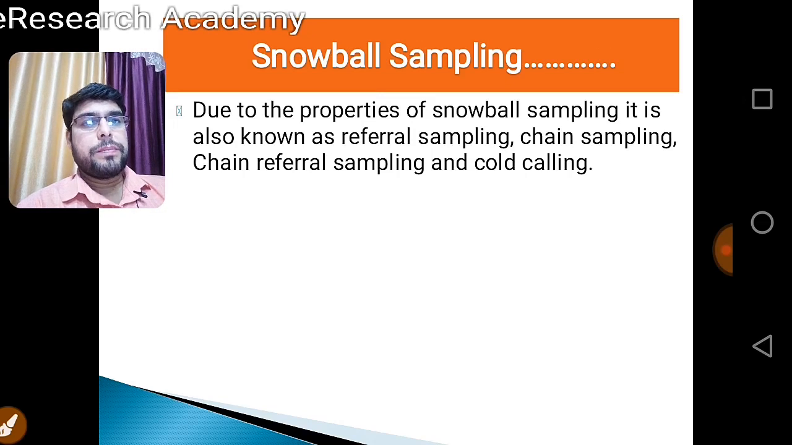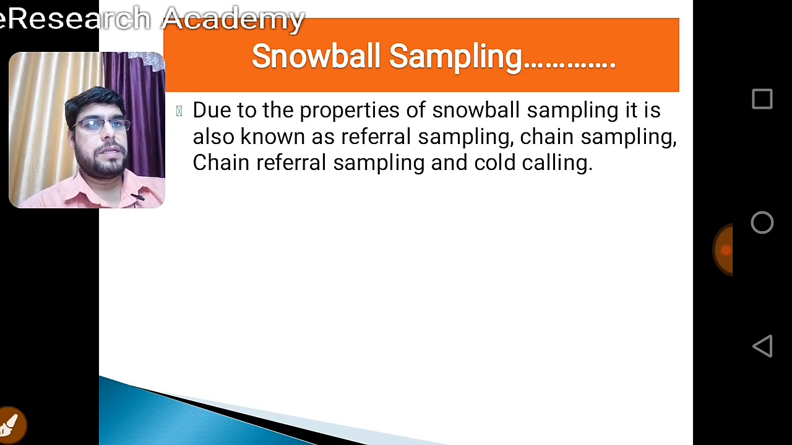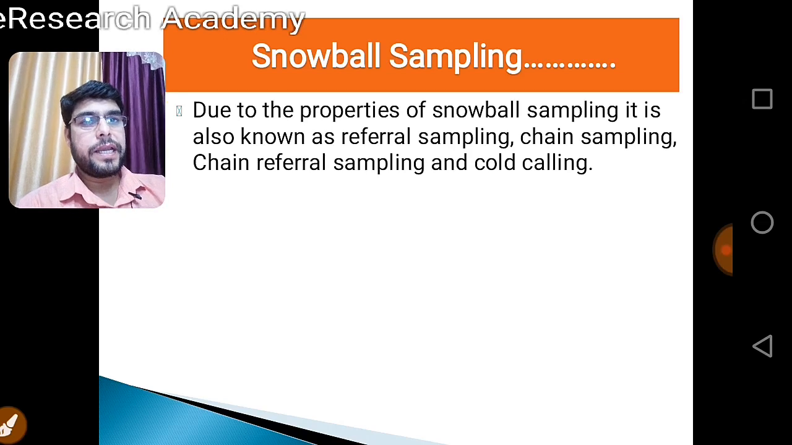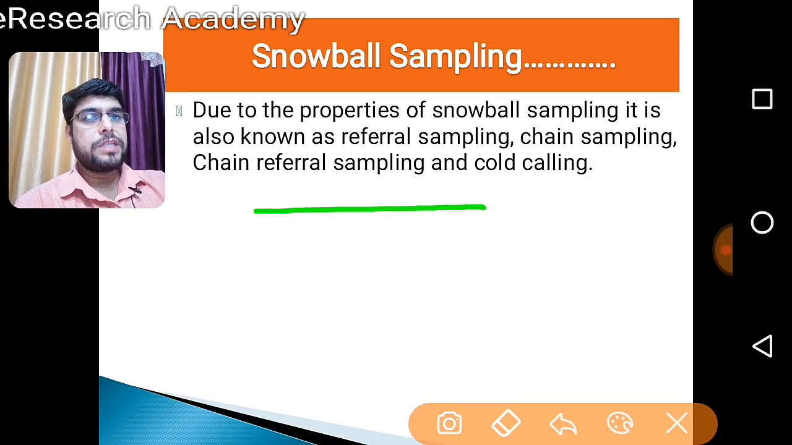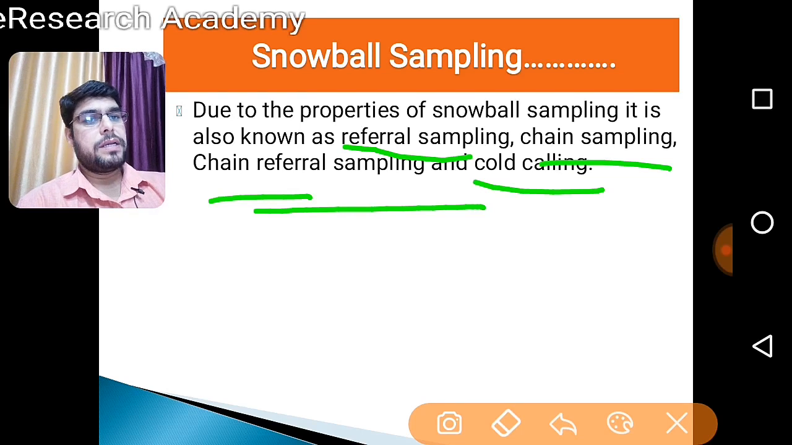Okay, due to the properties of snowball sampling, it is also known as referral sampling, chain sampling, chain referral sampling, and cold calling. So these are the further names of snowball sampling. Again, it is important from the examination point of view. Please just note it down. Snowball sampling is also known as referral sampling, chain sampling, chain referral sampling and cold calling, right?